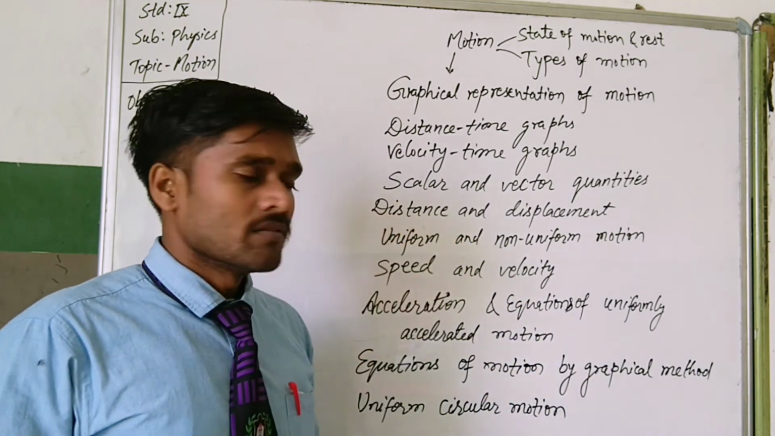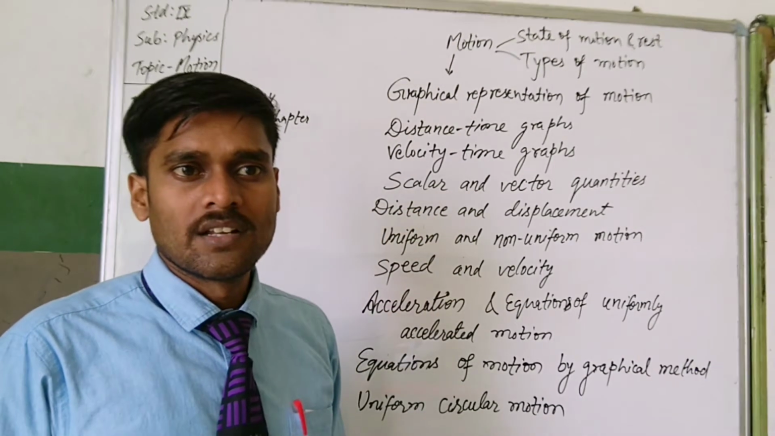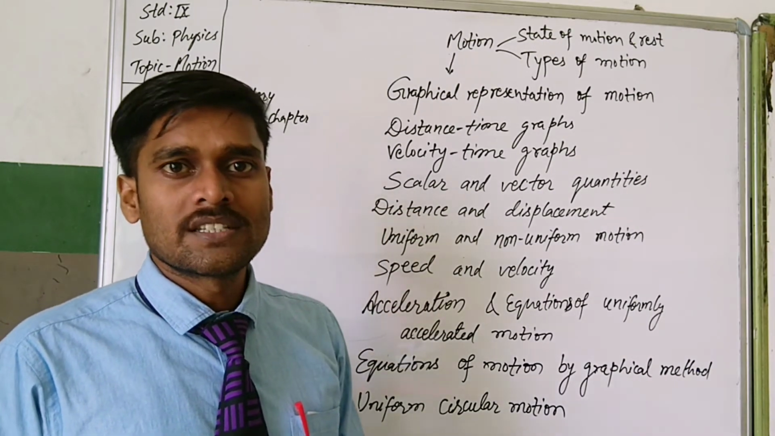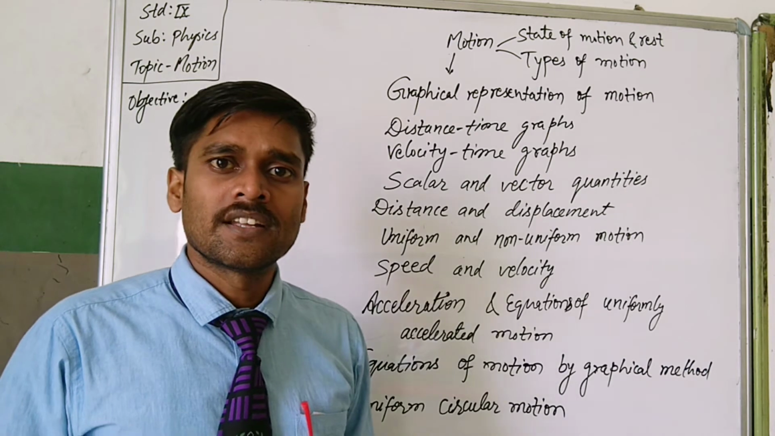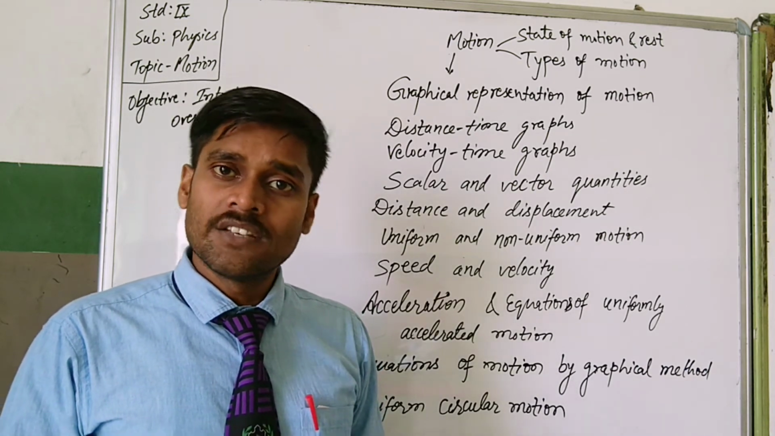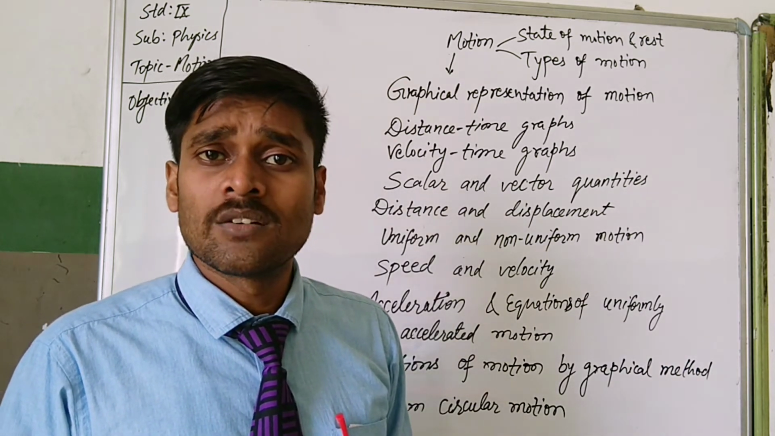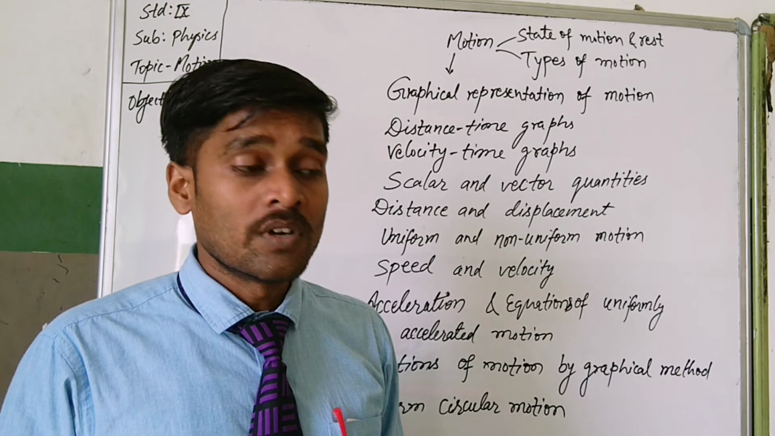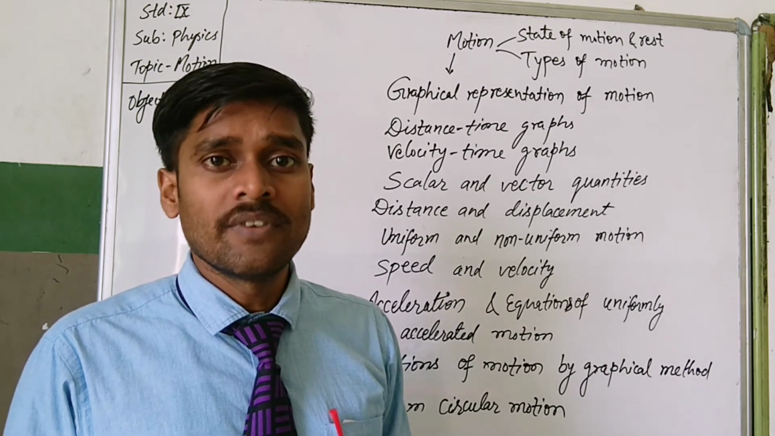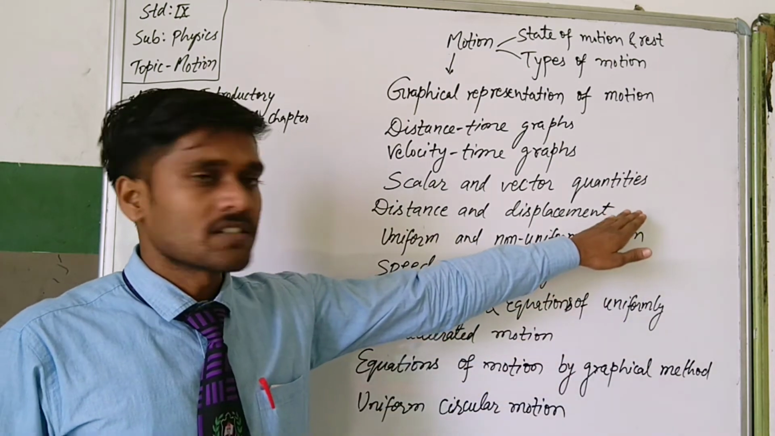After that, we shall know distance and displacement. These two words are quite similar to each other. Their meaning is somehow different, but they sound similar. Their SI units are also similar, but in what way they are different, we shall come to know in this chapter. We have to clear this concept.